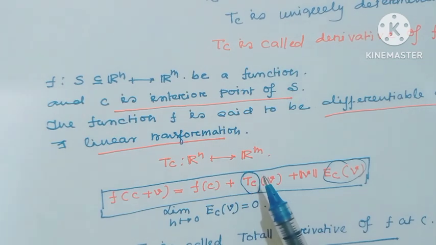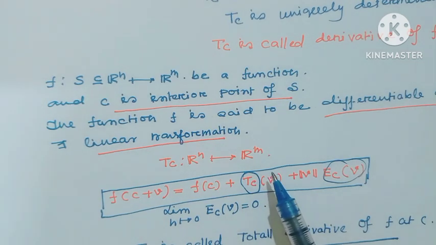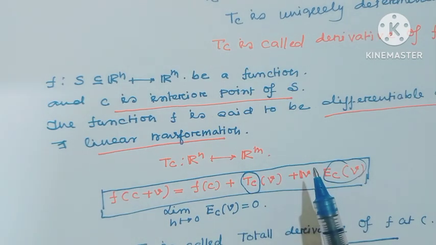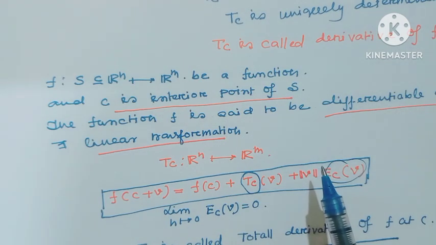There exists a linear transformation, so all of us know from a linear transformation we always get a Jacobian matrix, because for a linear transformation we can generate one matrix, and this matrix is called the Jacobian matrix here.